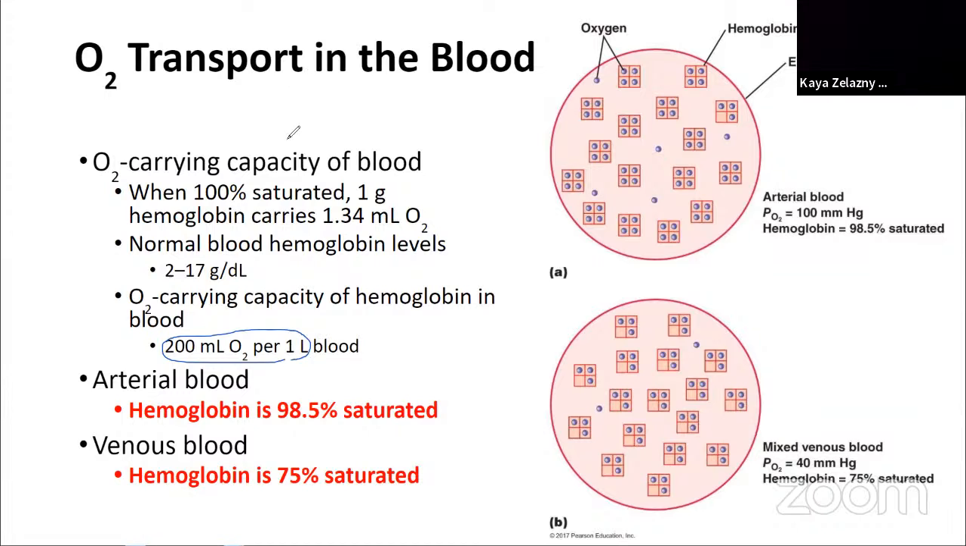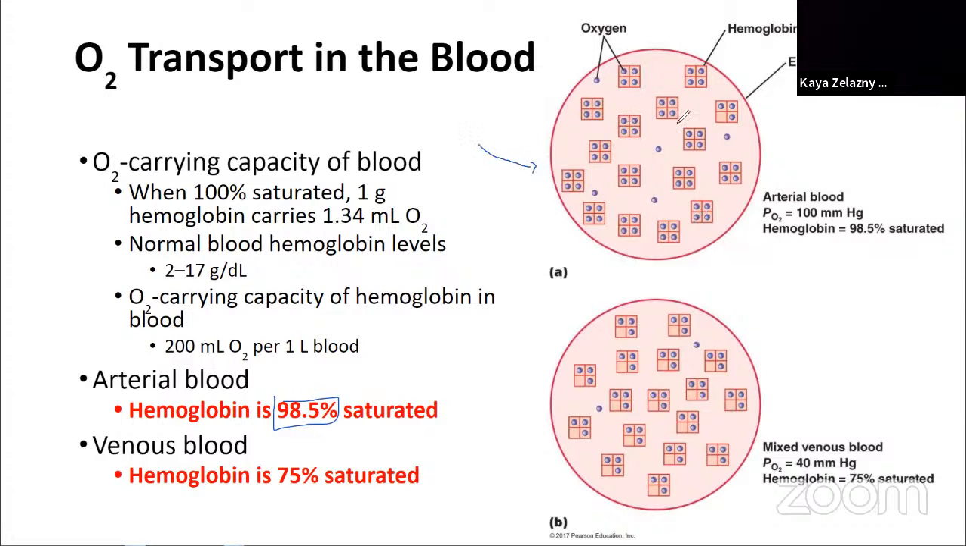This is not necessarily how much oxygen we are going to see in any blood if we sample it, though. We're not always at full saturation, right? So that's kind of like our upper limit. In arterial blood, we're almost there. We're 98.5% saturated. So that's what we're looking at here in this top image.